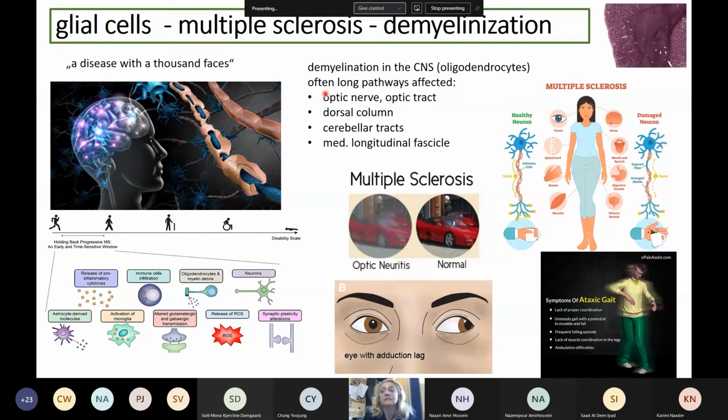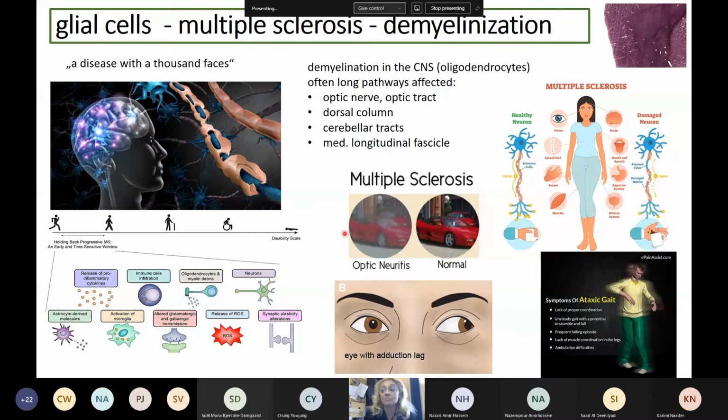Many, many times it starts in the optic nerve and optic tract. So patients have a visual problem, usually on one side. And many times, when the disease first starts, it can be the first symptom, but then it goes away, and years later, another attack is coming.